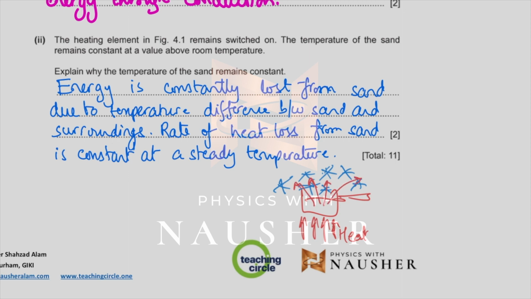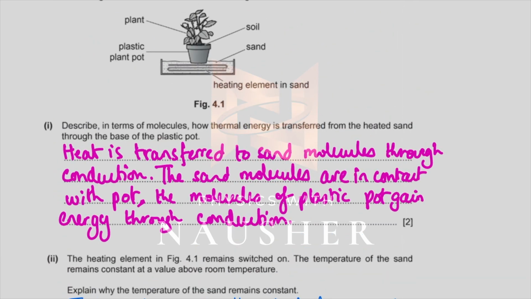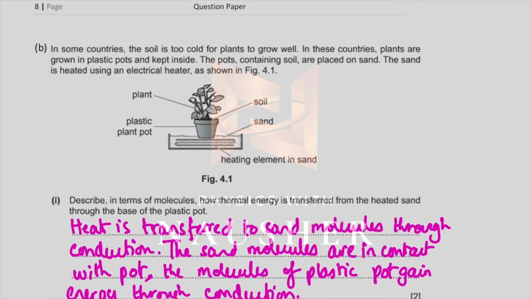Whenever you take a hot shower and you come out, why do you feel cold? Because a hot body will always emit heat. You will radiate heat. Heat is constantly lost from the sand due to temperature difference between the sand and the surroundings. Surrounding का temperature कम है, sand का temperature जो है वो ज़्यादा होगा, तो क्या होगा? If I go back to this question, ये तो पानी था. अगर surrounding का temperature कम होगा और sand का temperature ज़्यादा होगा, what's going to happen? The sand is going to lose heat to the surroundings.